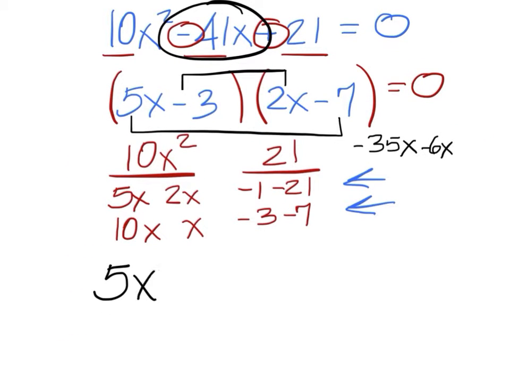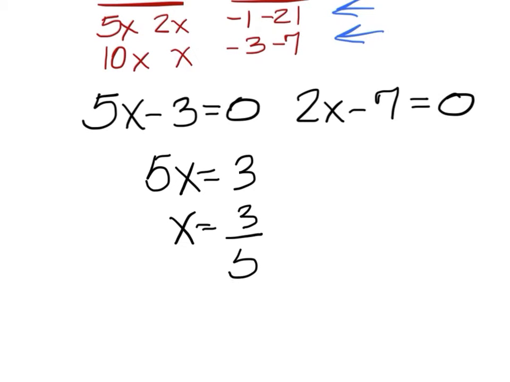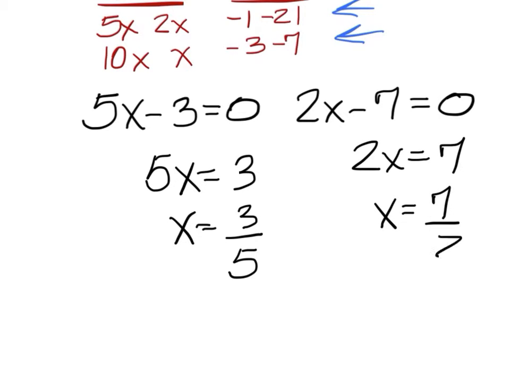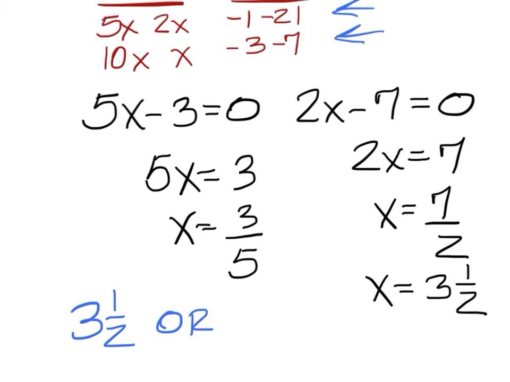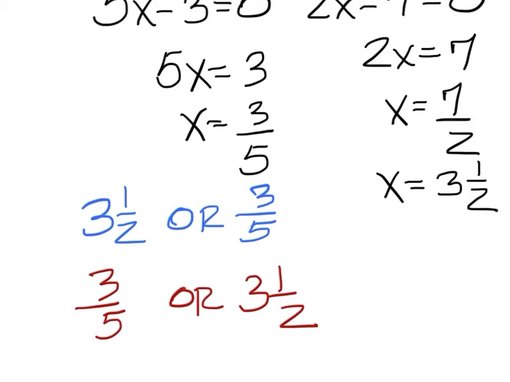So we set 5x minus 3 equal to 0 and 2x minus 7 equal to 0. That would be 5x equals 3 and divide by 5 to get 3/5. And this is 2x equals 7. Divide by 2 and come up with 3 1/2. So your answers are 3/5 or 3 1/2. Actually, I wrote that in reverse order. If you put them in numerical order, it would be 3/5 or 3 1/2.